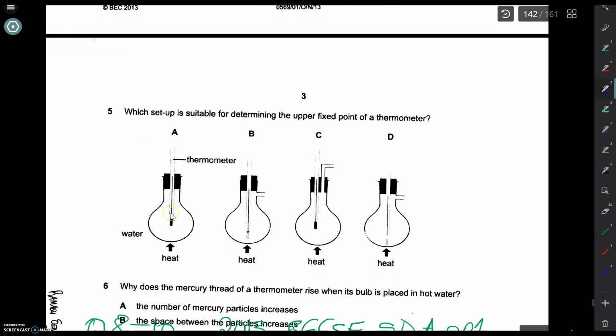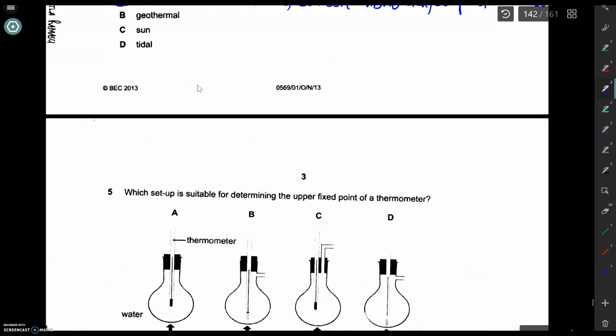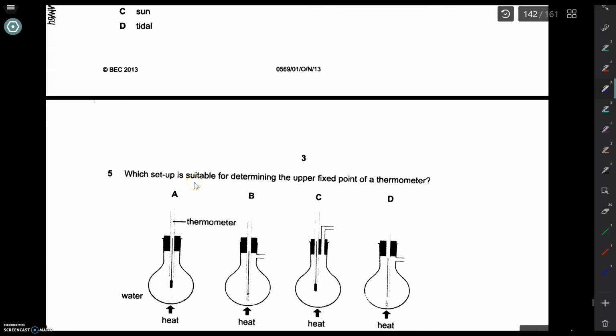Question 5 says which setup is suitable for determining the upper fixed point of a thermometer? We can cancel out B and D, because the thermometer is supposed to be placed above the liquid. It shouldn't be in direct contact with the walls of the flask there. So then our answer would be C, right? So that is the end of the video.